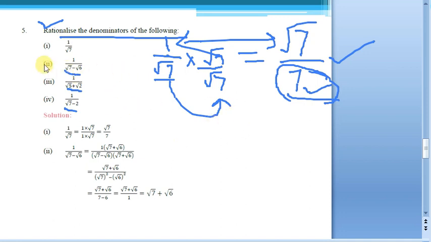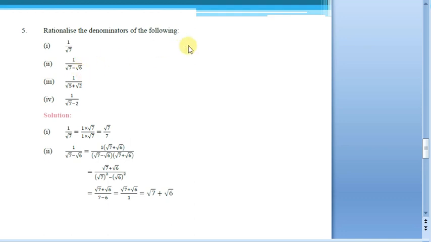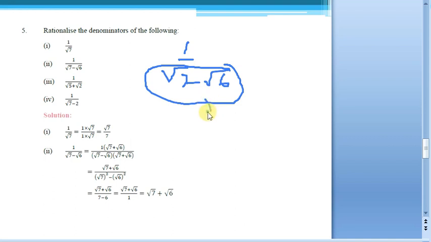Now see the second one. The second one says 1 by root 7 minus root 6. Now see how many terms are here. 2 terms are here. That is why it is a binomial surd. That is what you have seen in the concept of surds also. So in case a binomial surd, a binomial irrational number, is there, for that we use the concept of conjugate as the rationalizing factor.